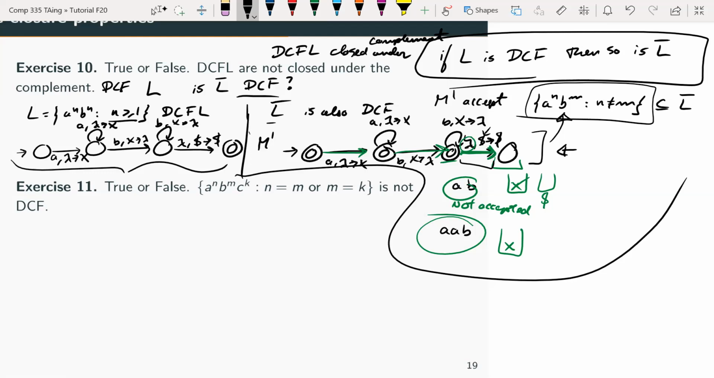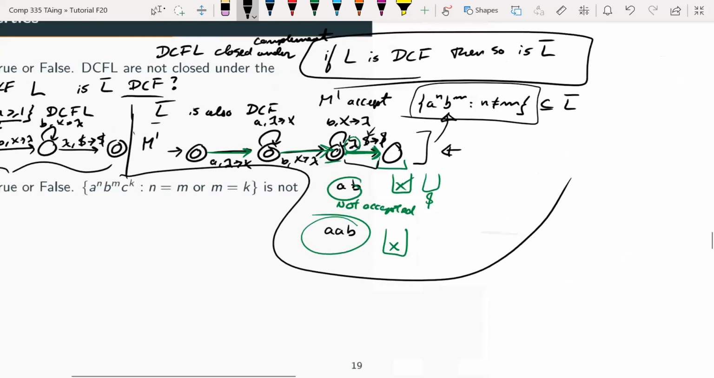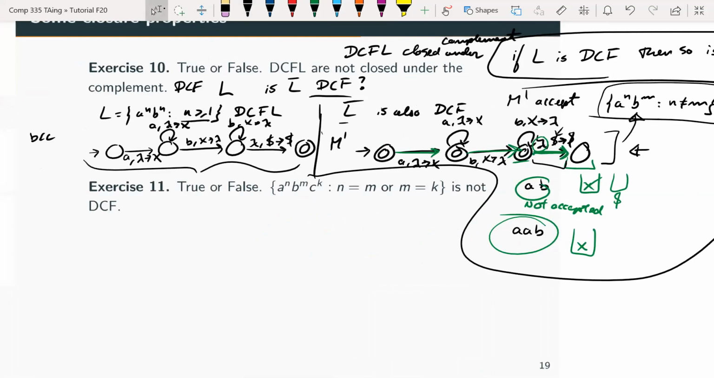I have a question. When you want to draw L complement, it's the same thing, but we just change the final states? It's not quite the same thing. The only thing that's missing here is, because L is A^N B^N, the complement of L is when the two are different, and also if you start with a B. So if you start with a B, you would have to add a transition here.